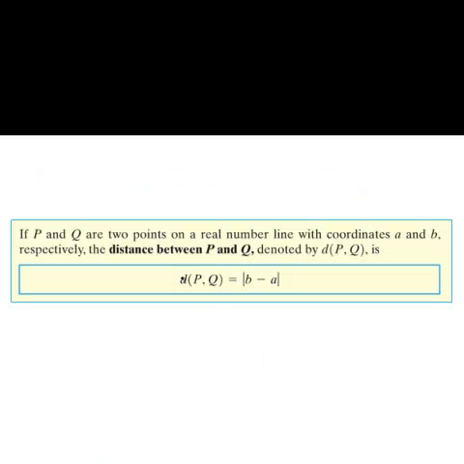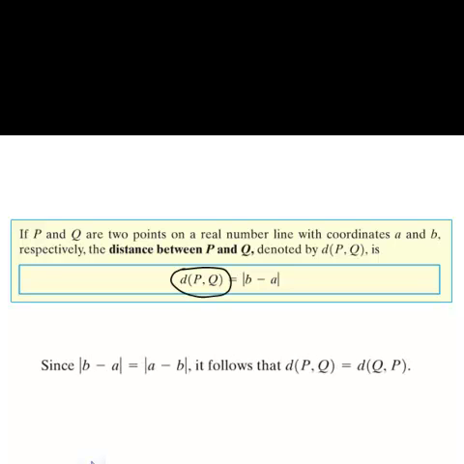Moving on here. Now, using this notation, we're simply saying that the distance between two points P and Q is going to be the absolute value of the difference between their coordinates. And it doesn't matter if you have B minus A or A minus B, because remember, when you take the absolute value, you'll still get the positive of it, whether the quantity you're taking the absolute value of is positive or negative. So absolute value of B minus A is the same thing as absolute value of A minus B. That means the distance between P and Q is the same thing as the distance between Q and P.